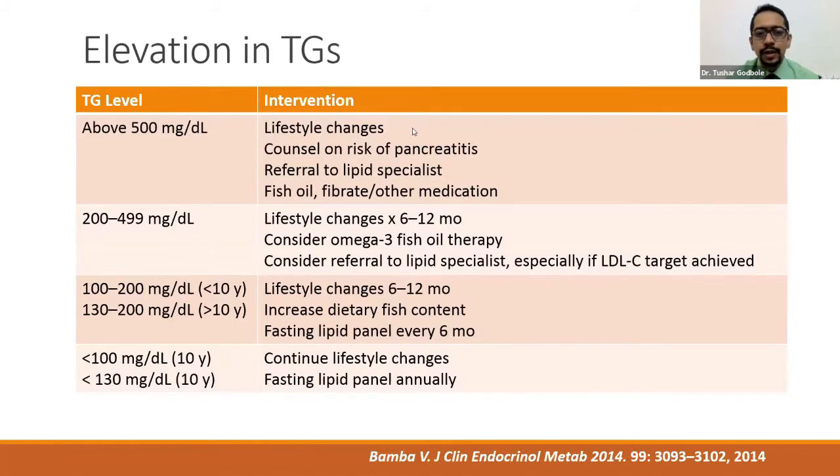In addition to what we have already seen, addition of fish oil, fibrates and fibers to the diet helps. If you have TG levels above 500, or if the TG levels are above 1000, then one has to consider insulin. Typically, if the patient also has diabetes, IV insulin or plasmapheresis is also recommended.